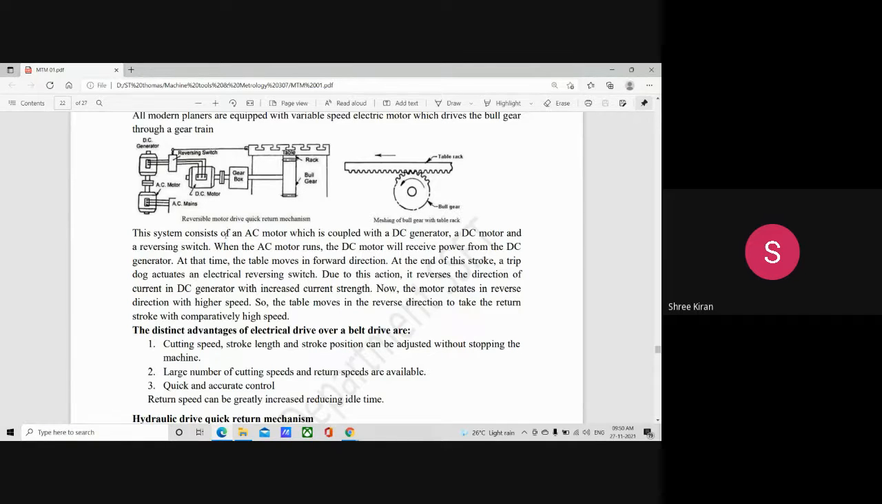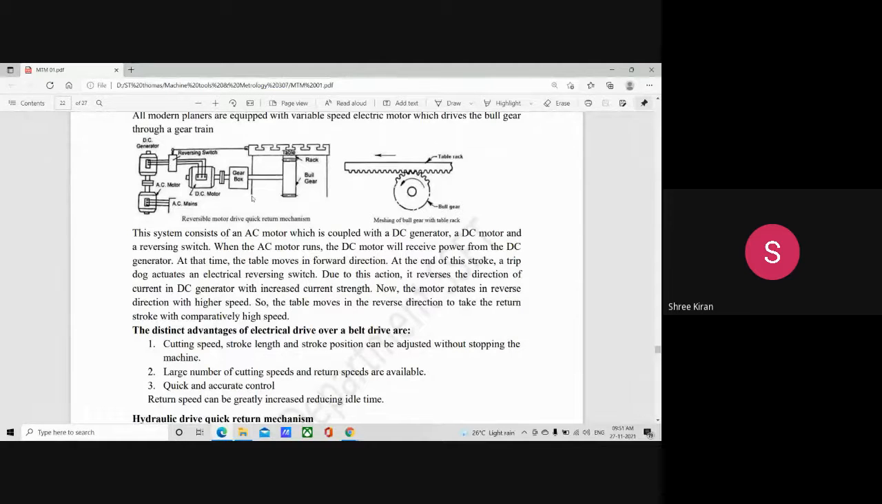At the end of this stroke, a trip dog actuates an electrical reversing switch. Due to this action, the direction of current in the DC generator is reversed, with increased current strength. Now the motor rotates in the reverse direction with a higher speed.